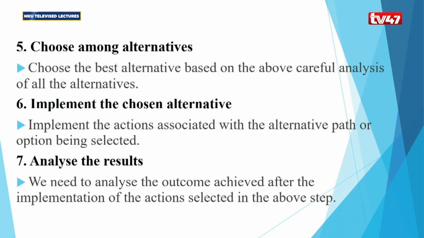And then step 5, we choose among alternatives. This is where we have to choose the best alternative based on the above careful analysis of all the alternatives. Step 6, implement the chosen alternative. This is where we put the chosen alternative on the ground. We implement the actions associated with the alternative path or option being selected.